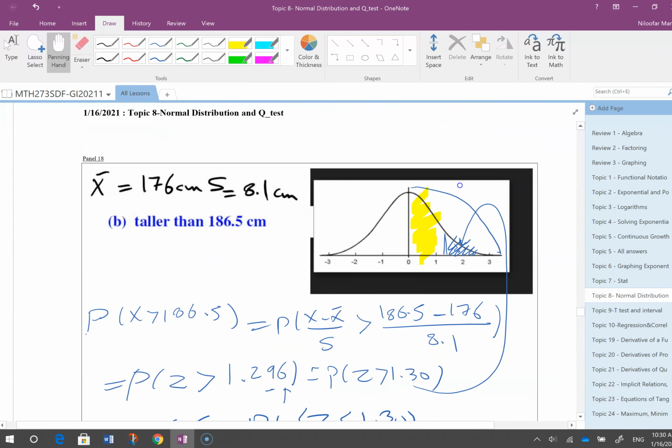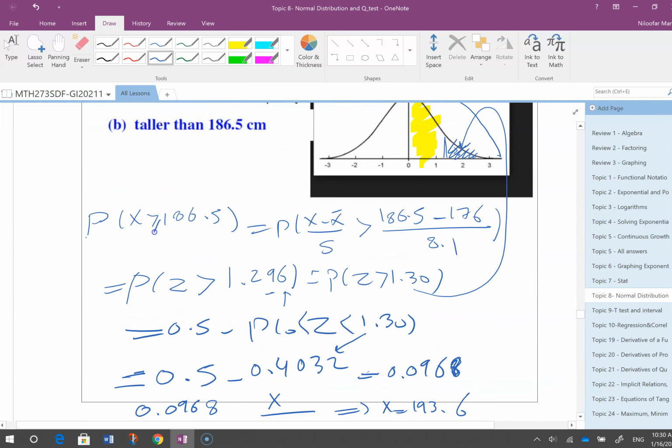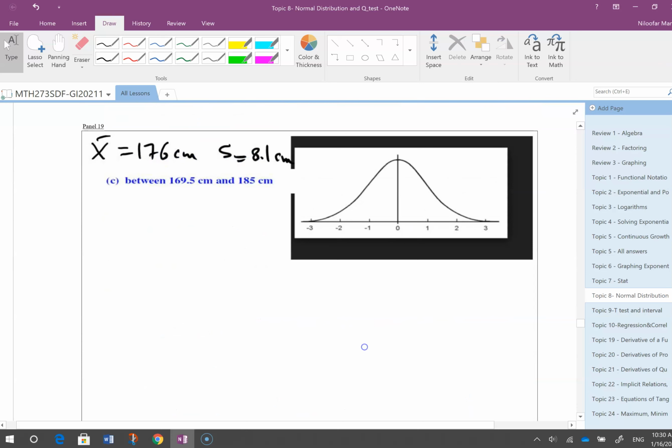For this one it is more than, so I go to Z, I find the answer, then I round it, and then I say, okay, so it is like half minus this, which is here. How about this one? Let's do this.